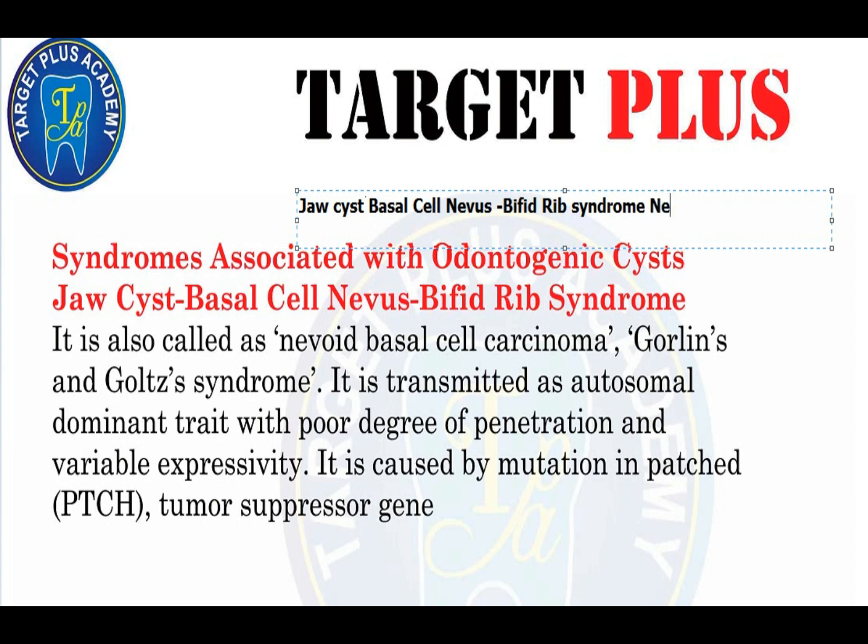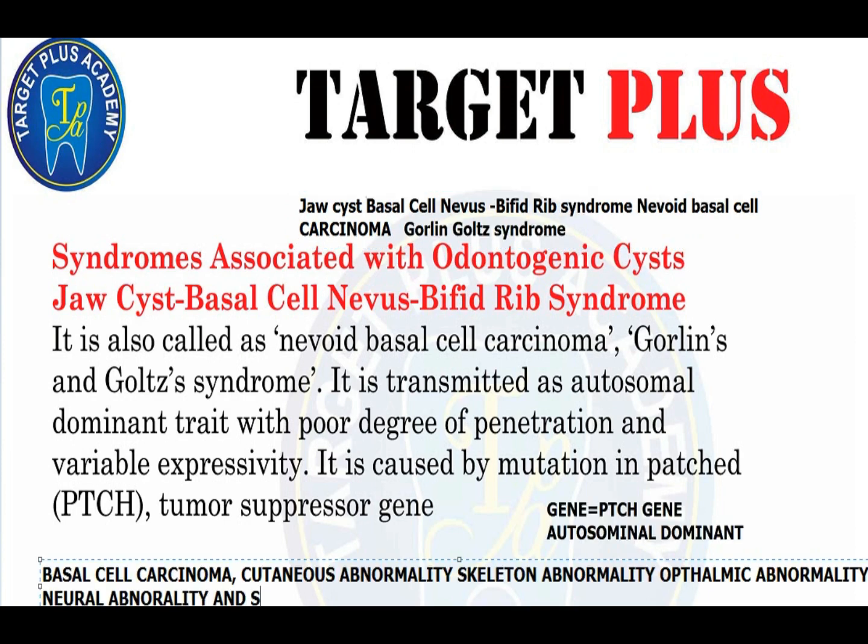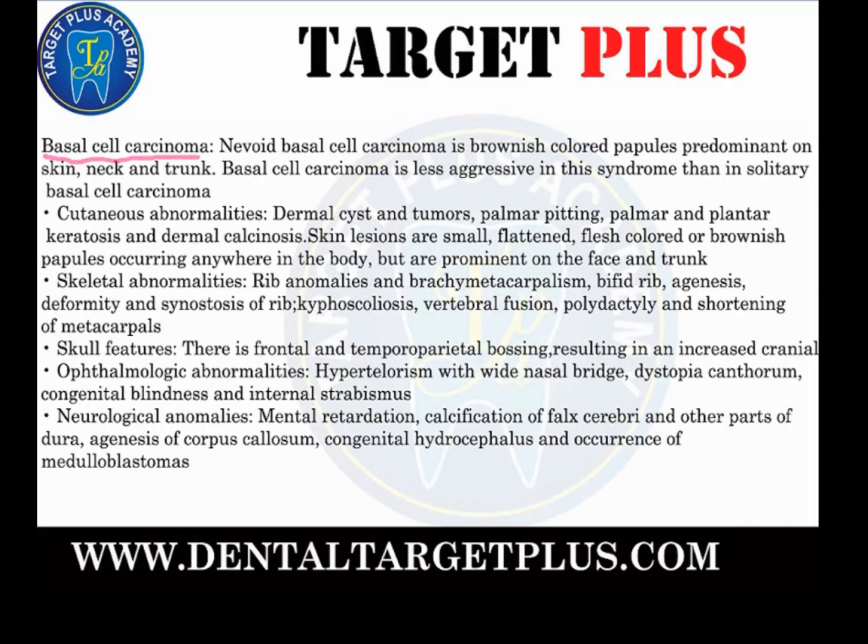Now let us discuss the clinical features. It appears early in life, after 5 years and before 30 years. There is basal cell carcinoma. There can be cutaneous abnormalities. There can be skeleton abnormalities. Skull features may be involved, or neurological anomalies. Now let us discuss them one by one.